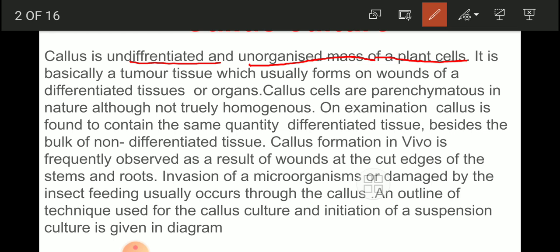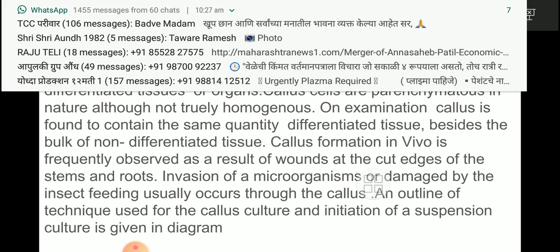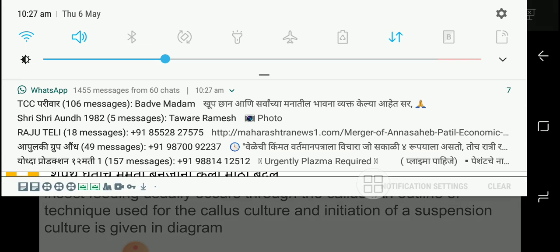It is basically a tumor tissue, which usually forms on a wound. We know that whenever any injury is made to the plant, at that time we can find some swellings, some tumors there, and those tumor swellings are nothing but the callus, which is an unorganized mass of tissue, my friends.